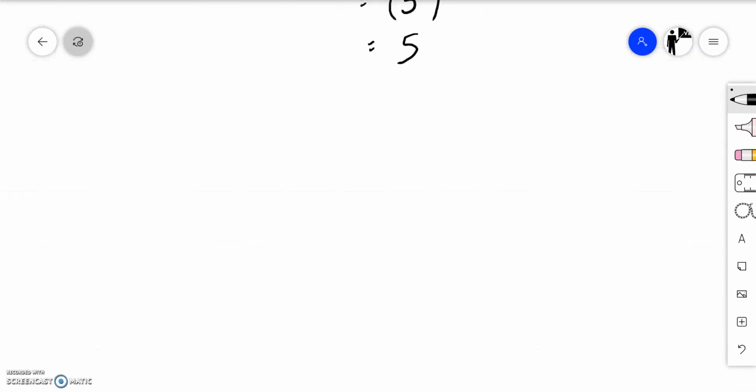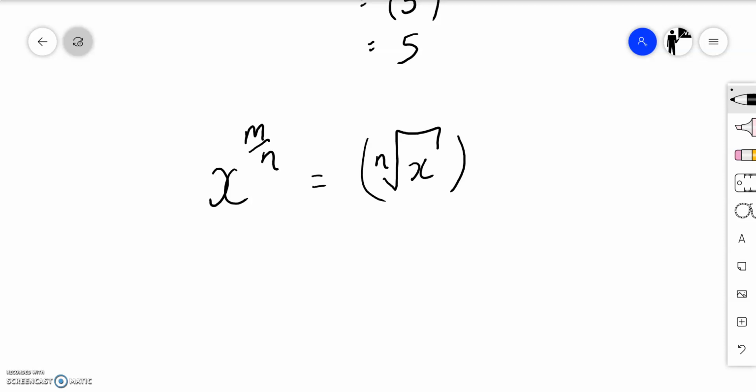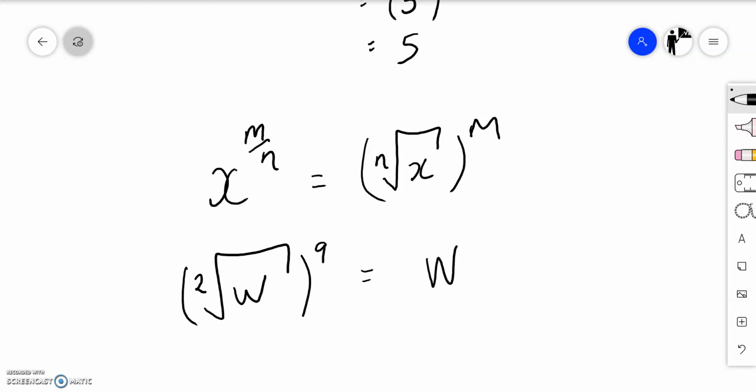Okay, so big idea here, when we're working with fractional indices, if we have a quantity raised to a fractional power, we can write that as the nth root of x to the power m. Similarly, if we see something like the square root of, let's say, w to the power 9, you need to be able to translate that to w to the power 9 over 2.